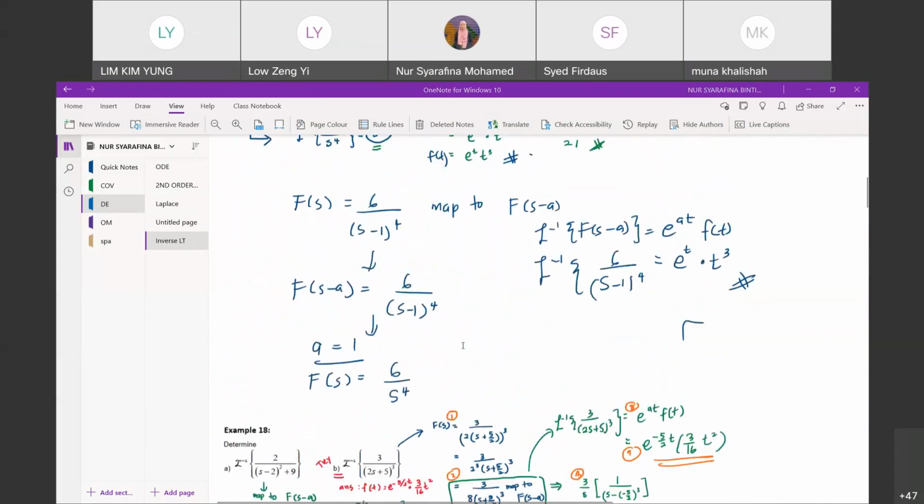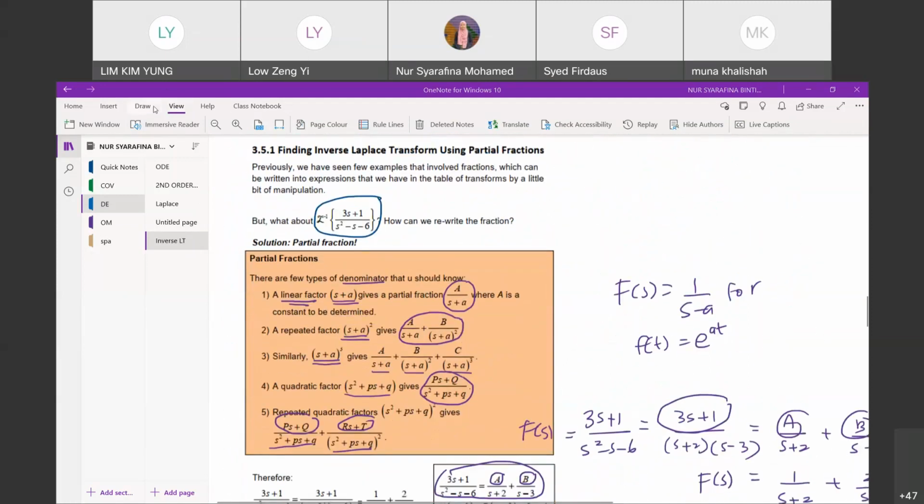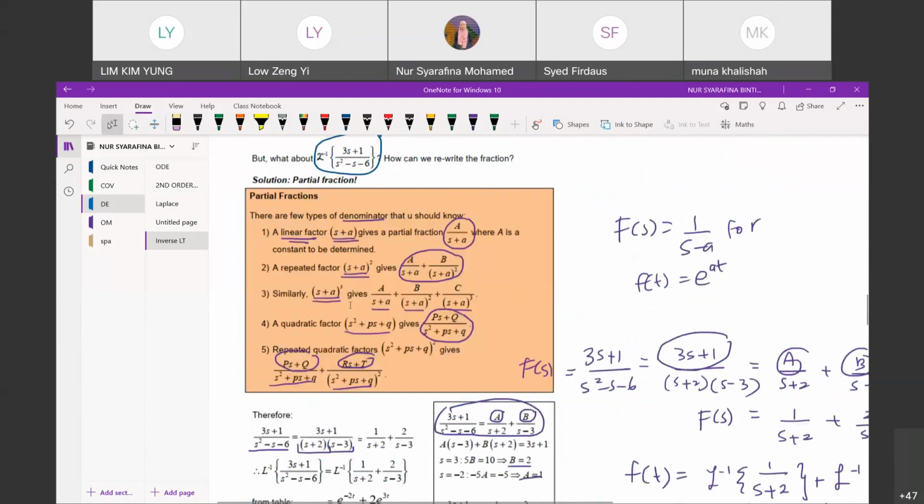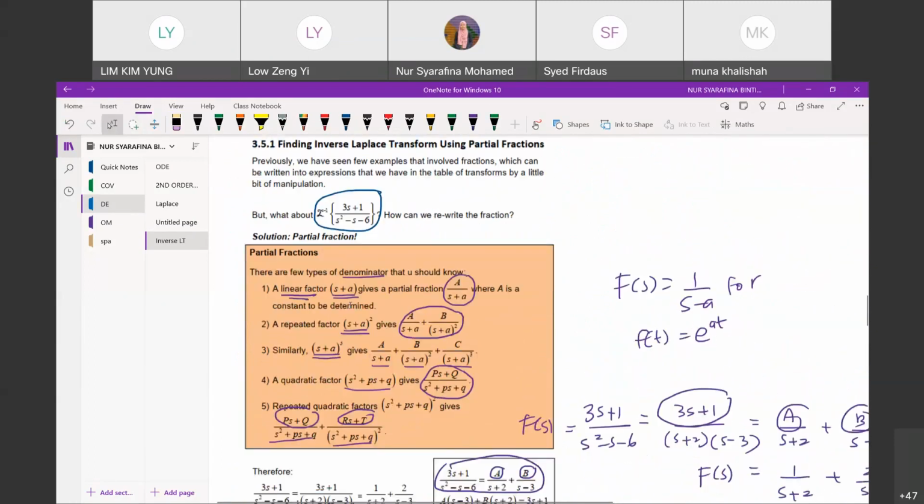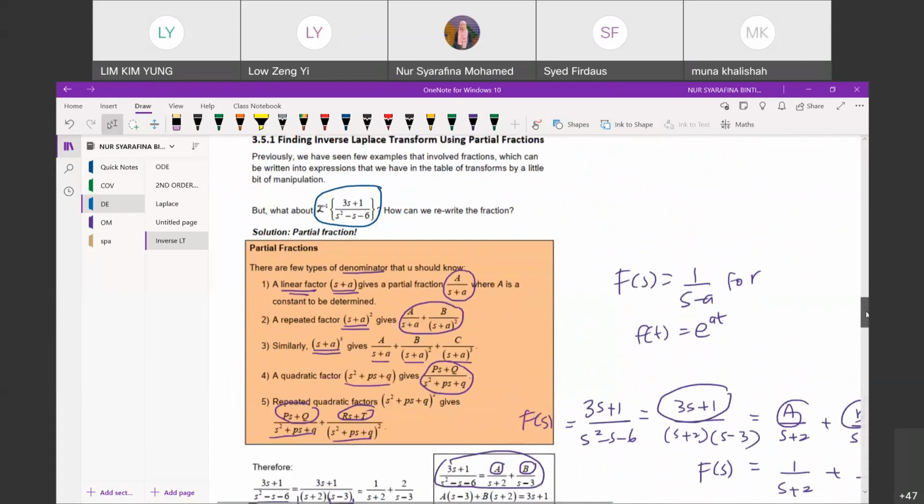Okay, but basically maybe sometimes a function cannot be as simple as that. So you need to do some simplification. Okay, one of the methods to simplify the function is by using partial fraction. Okay. One of the methods to simplify is by using partial fraction. So now I believe that all of you have learned about partial fraction, right?